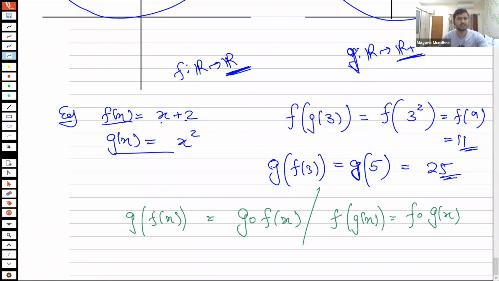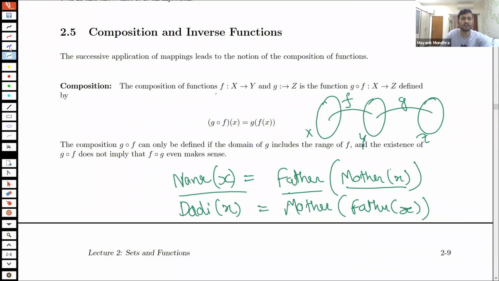Okay, so composition is one function or one other function, so it gives you a final output. So f of g of x just gives you the final output of this guy. If you want to find the nana of any person x, you can either find the mother and then find the mother's father, or you can directly generate a new function and directly go from this person x to the nana of x. So it does the job of finding the nana in one single calculation instead of two calculations. So that's the importance of composition.